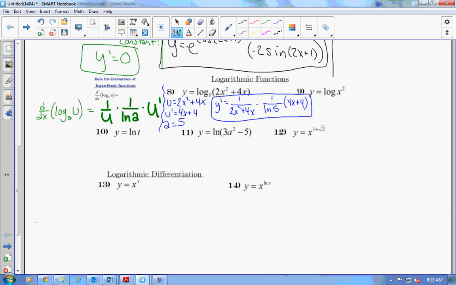Good. Okay, I think we all have that one. So, on number 9, we should have y prime equals 1 over x squared times 1 over natural log of the base 10 times 2x.